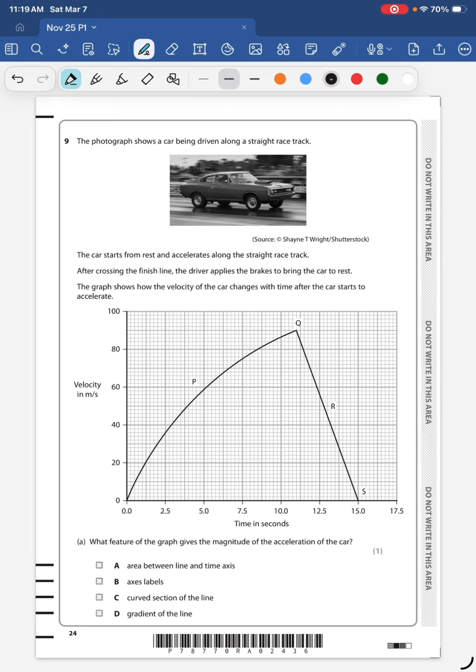Right, question 8 is done. Let's move on to question 9.